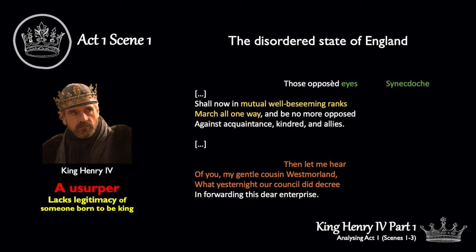He needs to be strong, but feels remorse and insecurity about having usurped the throne from Richard II. He's looking for a way to reconcile himself with God. He wishes to reunite the disordered and divided English people into mutual, well-beseeming ranks and have them march all one way towards Jerusalem, where Henry wishes to free the holy fields of Israel from the Muslims in the name of God. He's been planning this crusade for a year already, and he wants to know if the council is on board. He asks, "Let me hear of you, my gentle cousin Westmoreland, that yesternight our council did decree."